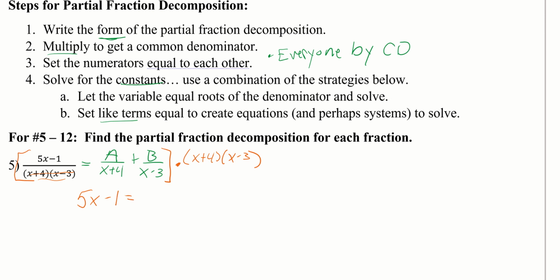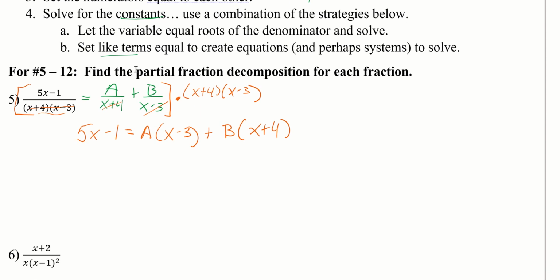Now on the right-hand side, one of the factors is going to cancel with one of the common denominators. So in this case, the x plus 4 and the x plus 4 will cancel and leave me with a times the other factor, x minus 3. Plus, same thing for b, the x minus 3's cancel and leaves me with x plus 4. So that's kind of step number 2/3. Set those guys equal.